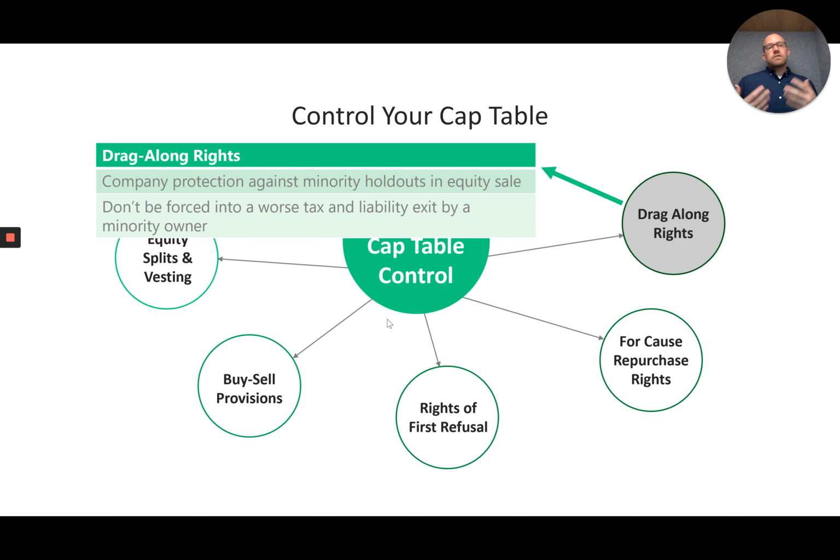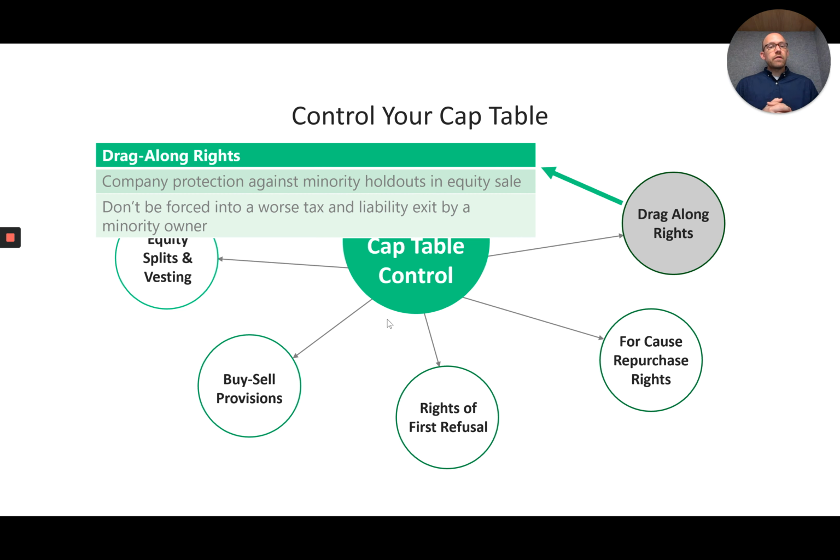So in order to protect against this, we advise our clients to include a drag-along provision in their operating agreements or shareholder agreements. Basically, what this means is if the company approves the sale of the company with the proper amount of vote, which is usually either a majority or supermajority vote, then any minority owners who may not want to sell are required to cooperate and to sell their equity in that type of a sale.